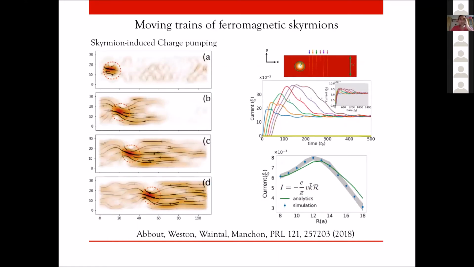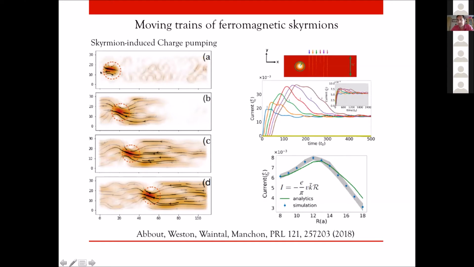So what we proposed was actually to take a wire. If you have a wire, you would try to cancel the transverse velocity. And when you move a skyrmion through the wire, what we find is that just by moving the skyrmion, we will be able to pump a charge current through the system. And this is really due to the fact that you have this electromagnetic field that is accompanying the motion of the skyrmion.